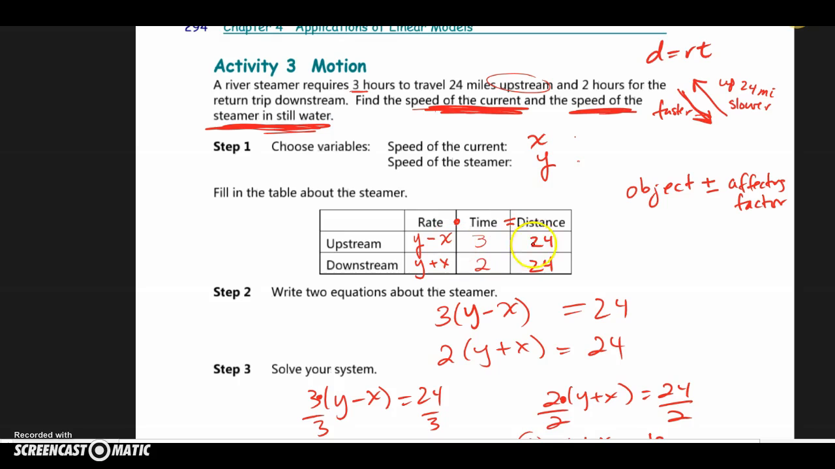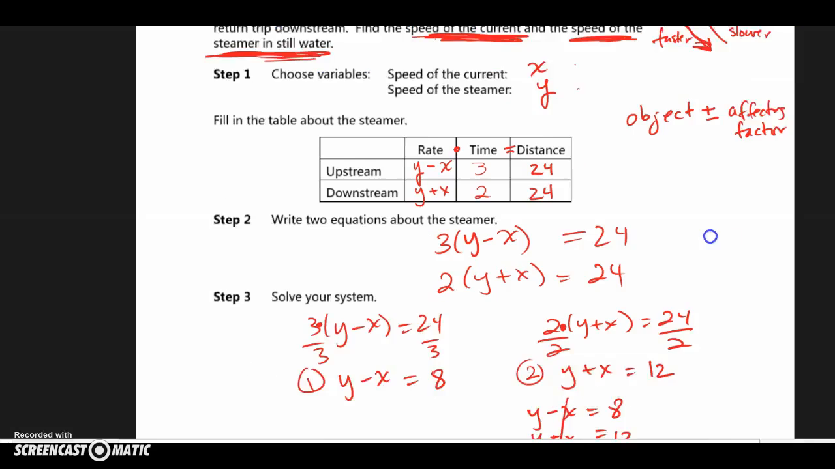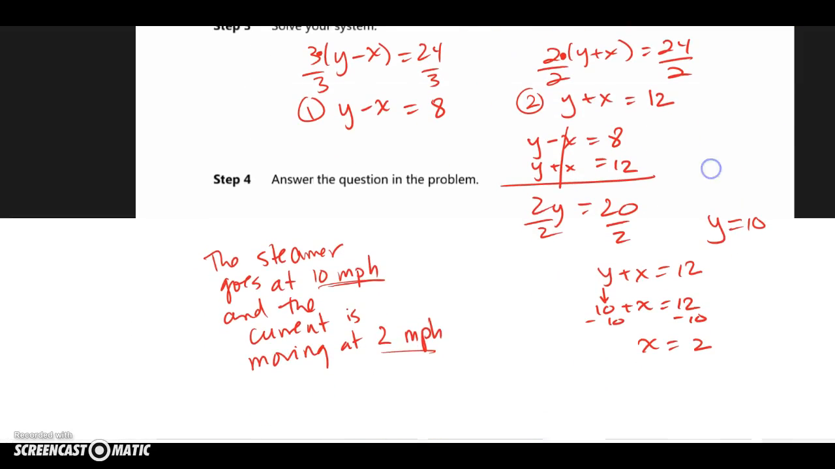If we do 24 divided by 3, yes, we get an 8. That was the upstream rate. Here we have 24 divided by 2, which is 12. Yes, that was the downstream rate. However, we have to keep in mind the problem didn't ask for the upstream and downstream rate. It asked for the speed of the current by itself individually, and the speed of the steamer by itself individually. So each component was 10 and 2.